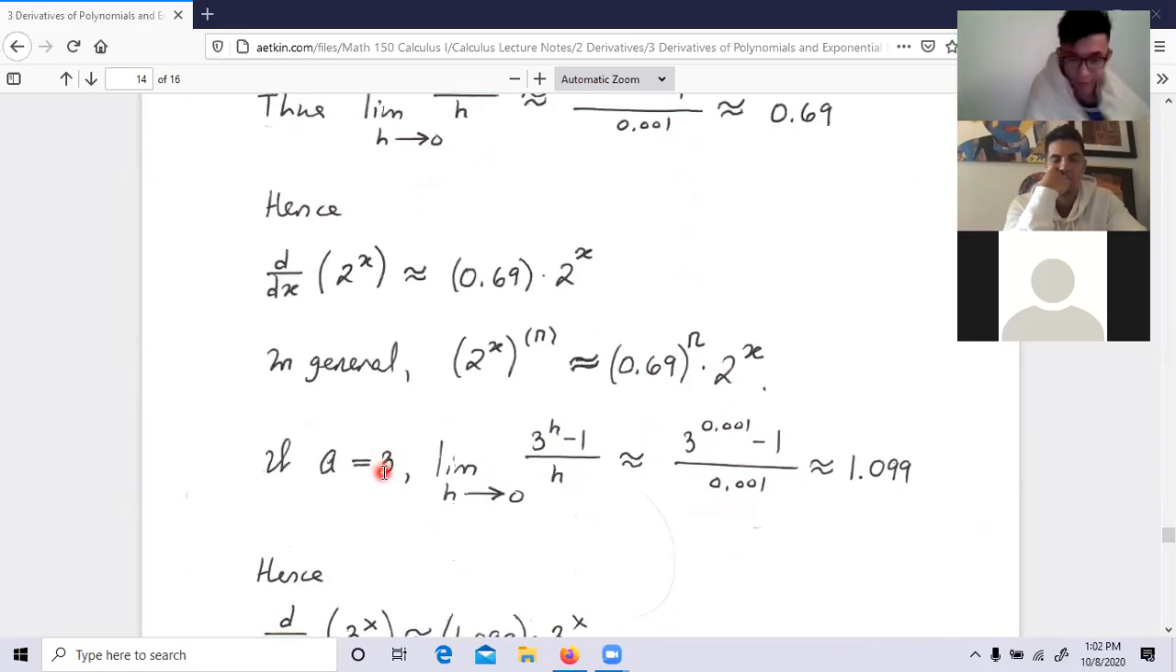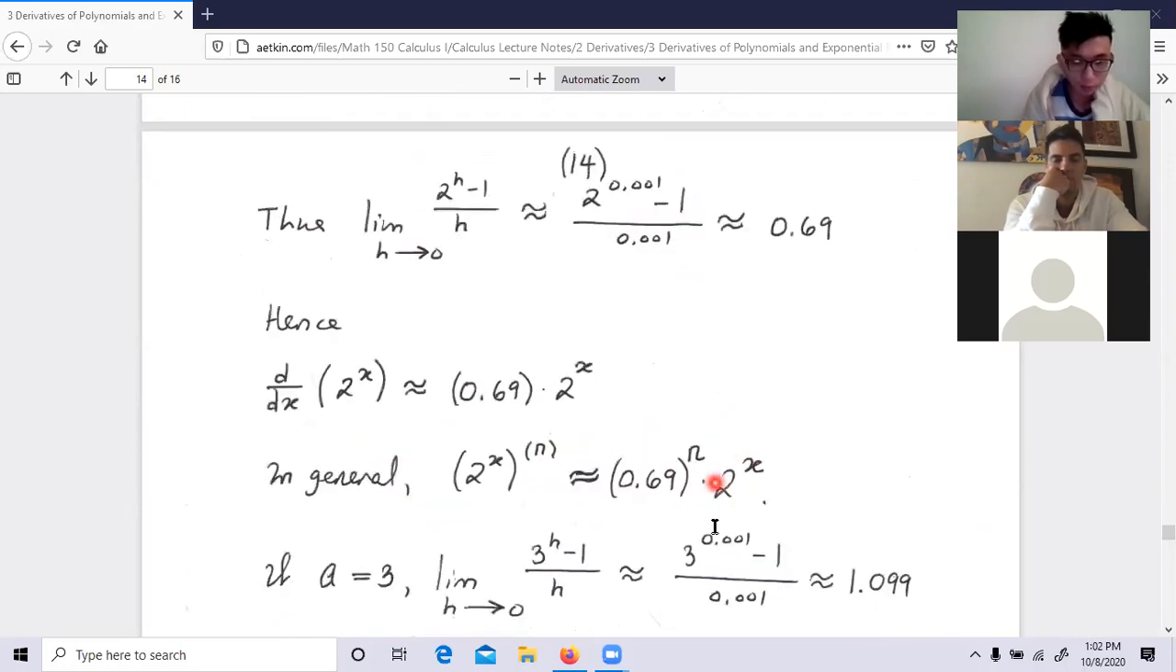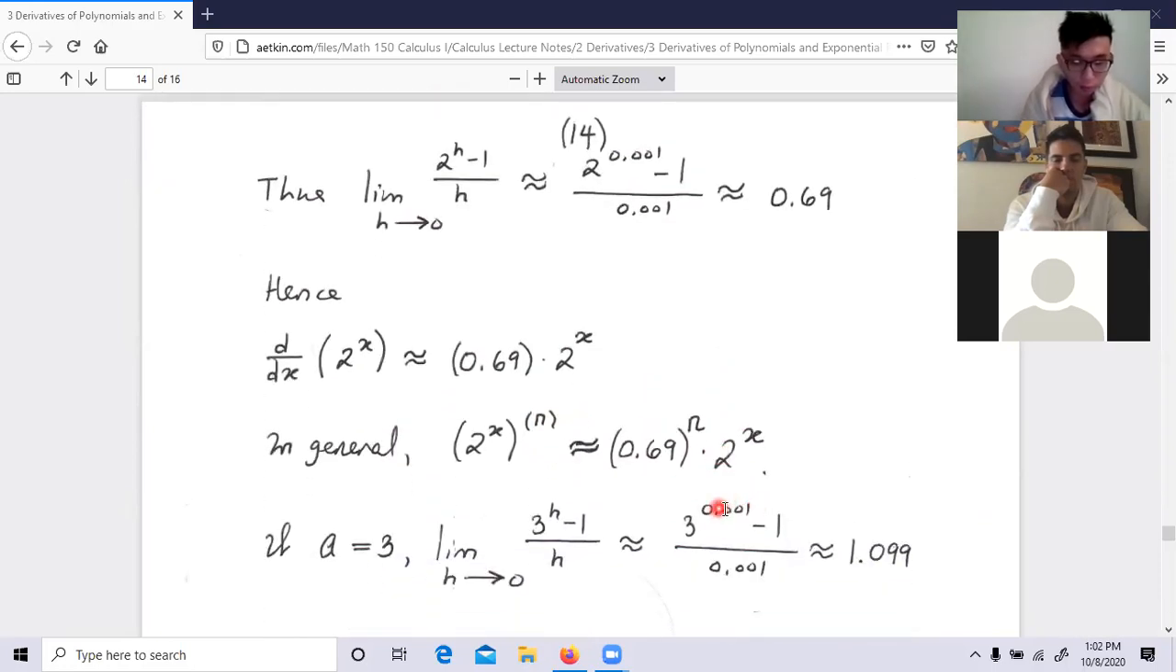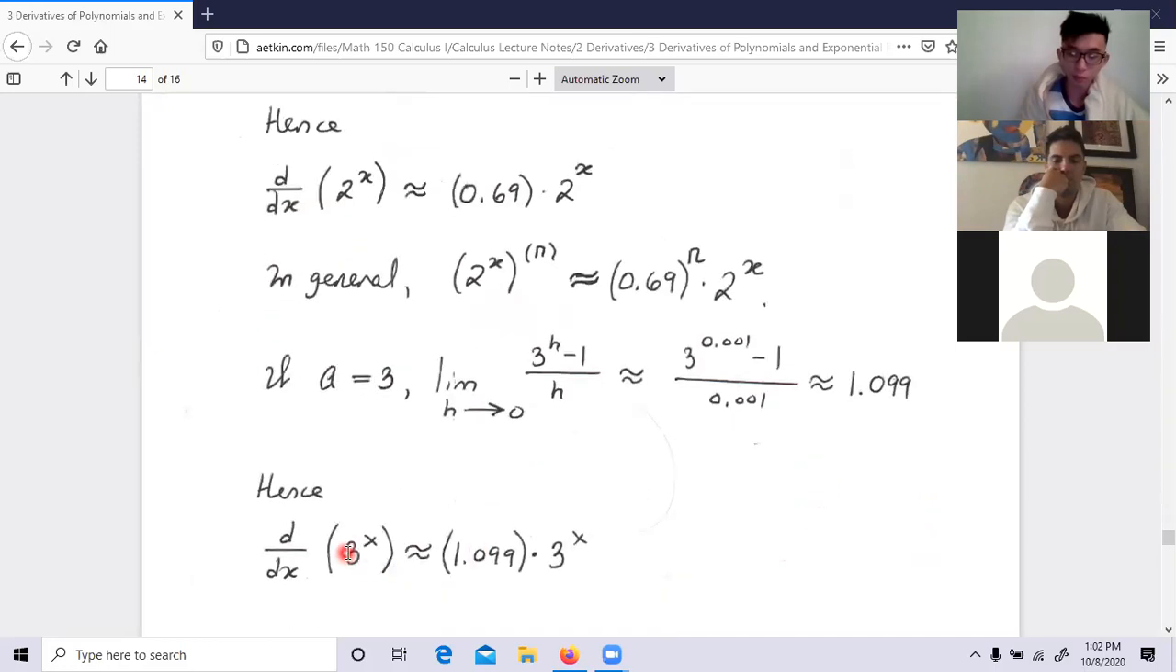And if you do that with the number 3, that will be 3 to the h minus 1 over h. I decide that 1 out of 1,000, 0.001, is close enough to 0. I hope. There is no reason for it really, only that I think it's pretty small, so I hope it's going to work. I use my calculator, and I get 1.099. So that means that the derivative of 3 to the x is roughly 1.099 times 3 to the x. With me?